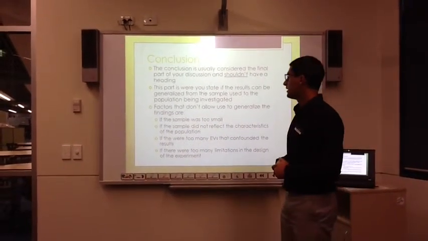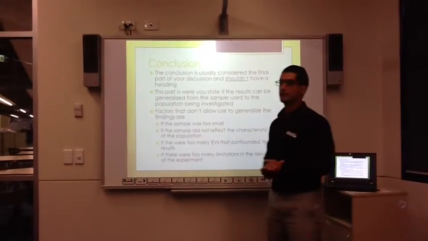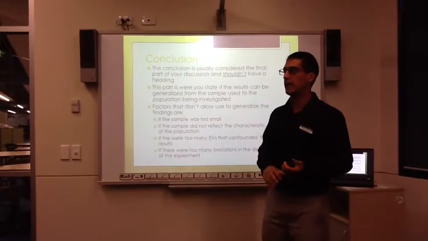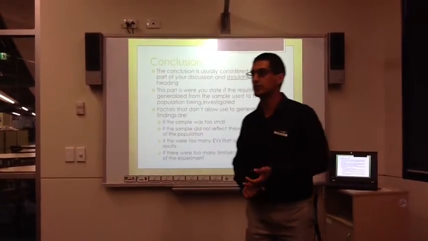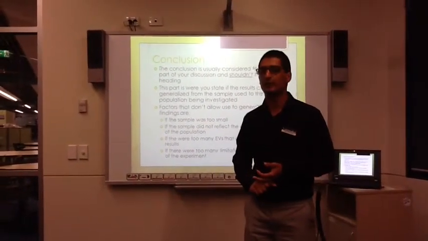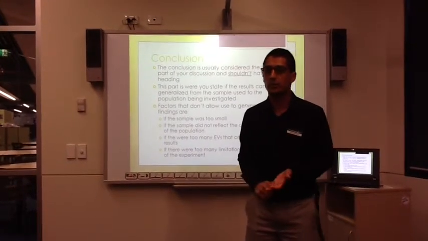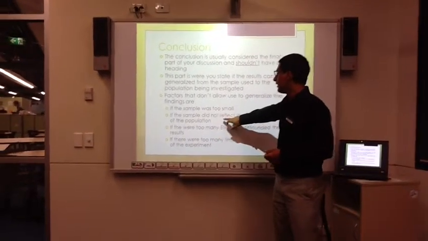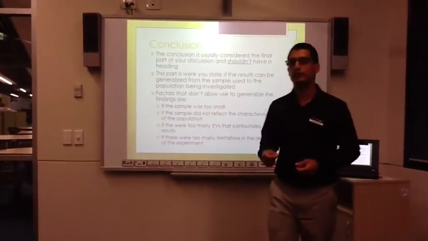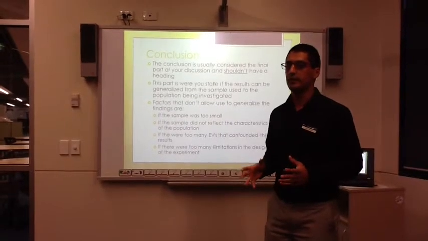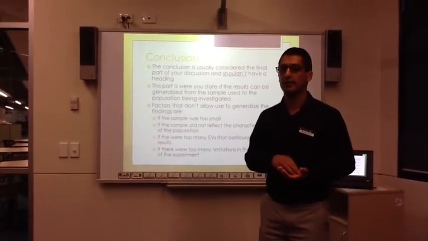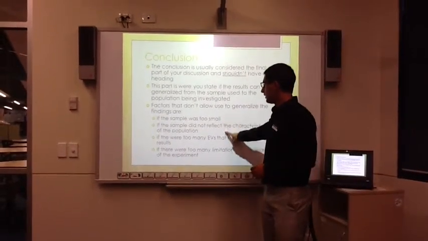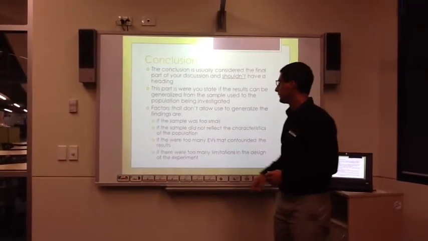So, some factors that don't allow us to generalise things is if our sample is too small. So if we're doing 2,000 university students, and we test 5 of them, okay, that sample is too small. Now basically this goes into the second point, and the second point is that the sample doesn't reflect the characteristics of the population. How can 5 people represent the characteristics of 2,000? Those two are very strongly related.